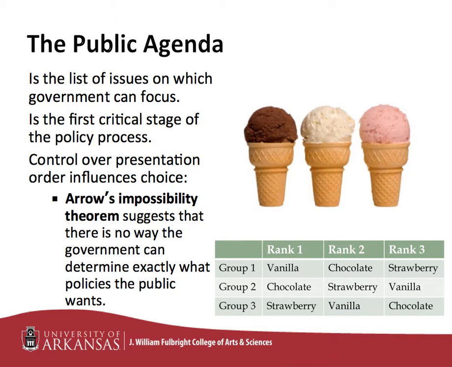Now, this is referred to in the text as Arrow's impossibility theorem. Now, the thing that the Arrow's impossibility theorem suggests is that there is no way the government can determine exactly what policies the public wants. This is because the public oftentimes has varying different policies that they desire, and oftentimes in the rank ordering of these, it leads to situations where, based upon which option is offered first, that will define what follows. So it's not necessarily as rational and easy as we would hope it would be.